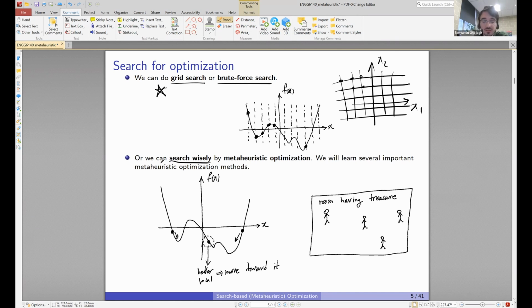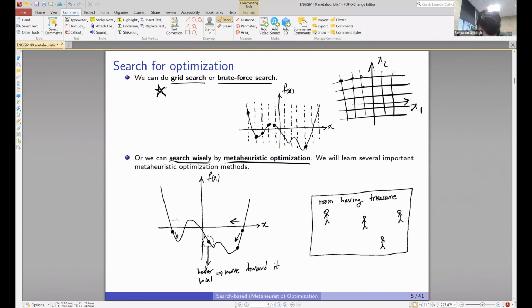We can have a wise search. We can search wisely, which is also called metaheuristic optimization or search-based optimization. For that, an example is that we choose 3 points rather than having a grid, and then we evaluate the function in these points, and then we say, okay, this is a better local solution because this has a function value less than this and this. Then let this search around itself, and these two move toward this point. So this point moves toward this point. It means that its function value will be here.